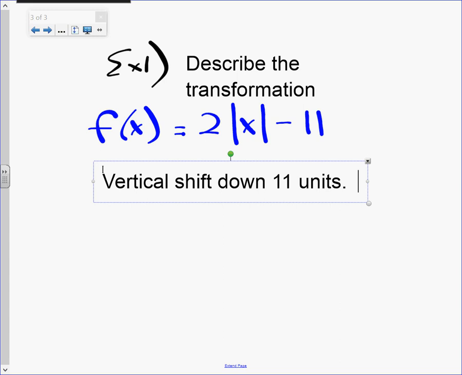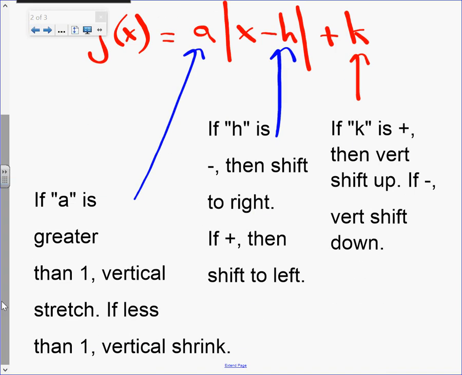Do we have an a value, Miss Munoz? Look at your notes. What is a? Is there something in front of my absolute value? Thank you. So a is 2. Is that going to be a vertical stretch or a vertical shrink? Well, let's see. It's going to be a stretch. If a is greater than 1, vertical stretch. We're stretching that puppy. If it's less than 1, in other words, if it's a fraction, we're shrinking that puppy. So this would be a vertical stretch.